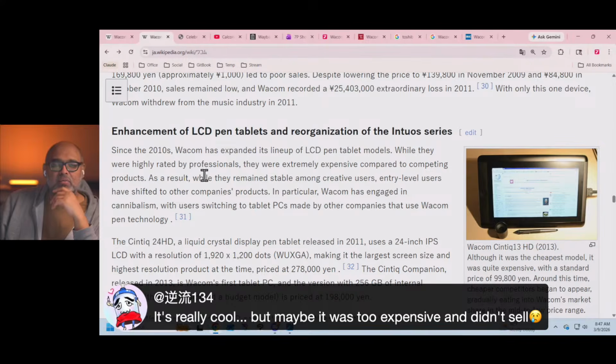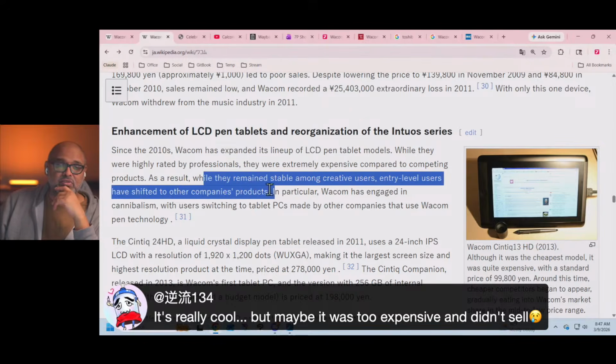As a result, while they remain stable among creative users, entry-level users shift to other companies' products. I think that's what's happening now. And we'll talk more about it later, but Wacom's consumer offerings, I think, are suffering compared to what XP Pen and Huion are offering.